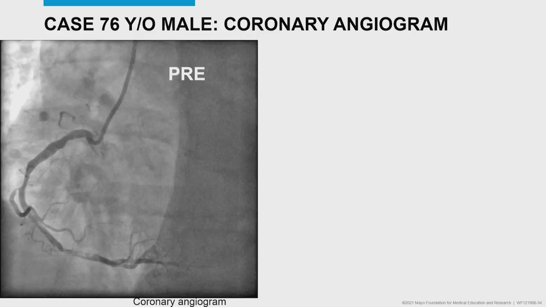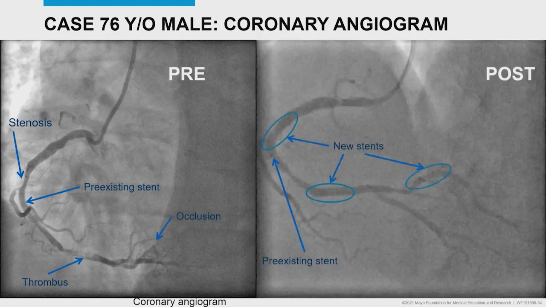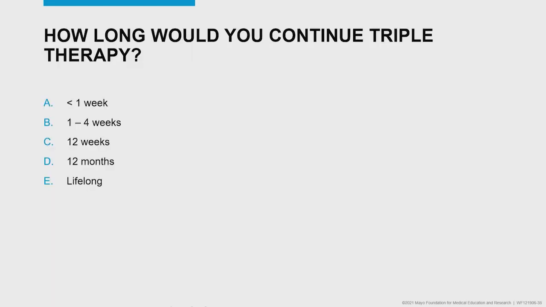So this is the patient. He had the coronary angiogram. This is the pre-existing stent, area of stenosis and a thrombus, and a distal occlusion, and he had 3 new stents. How long would you continue triple therapy on him? We know he needs to continue on anticoagulation because he had a recent DVT and PE less than 3 months ago. It was actually 2 months ago. He had multiple stents. Well, how long would you continue triple therapy?